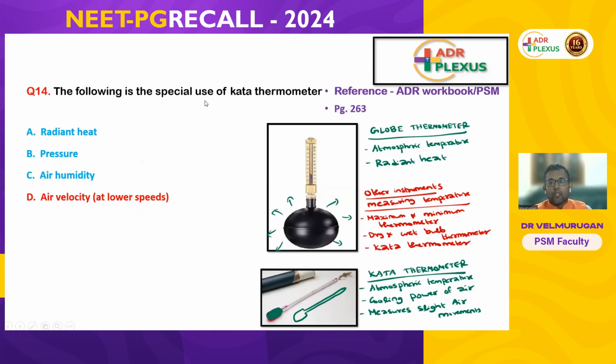Next, the special use of the kata thermometer. What is the kata thermometer? Thermometer means temperature. Whatever may be a thermometer, globe thermometer, maximum minimum thermometer, dry wet bulb thermometer, any thermometer measures temperature. But the special use for the kata thermometer is that it can measure air velocity at lower speeds, the slightest of air movements. Its main use is the cooling power of the air with the help of temperature, but the special thing is measurement of air velocity at lower speeds.